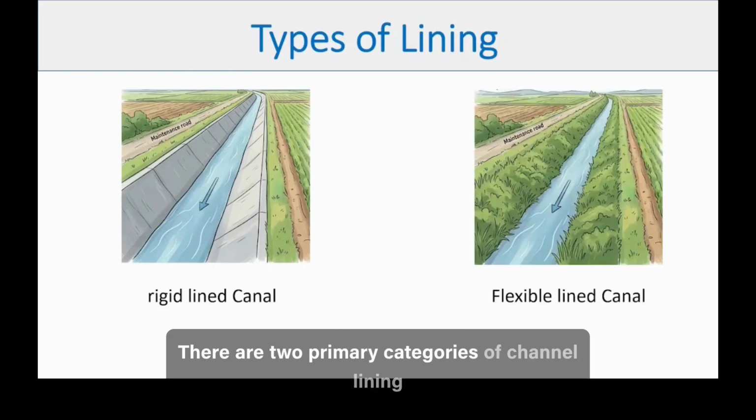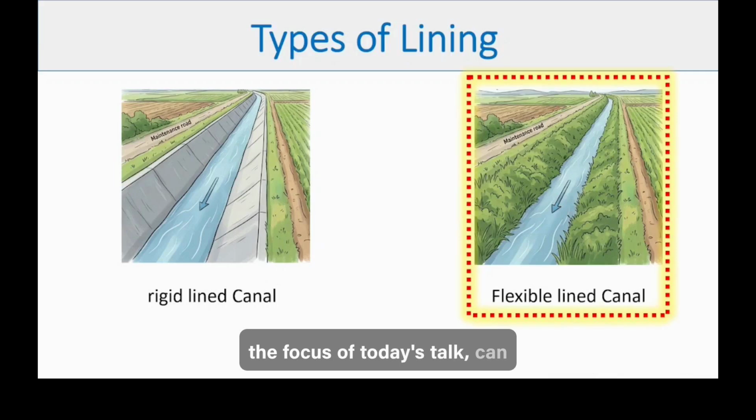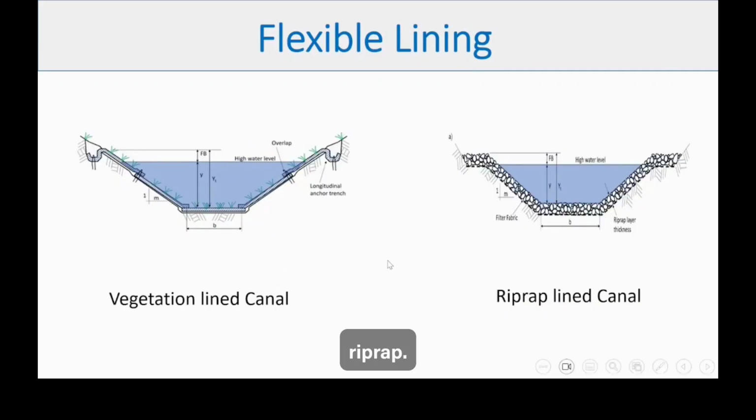There are two primary categories of channel lining, rigid and flexible. Rigid linings typically involve materials like concrete. Flexible linings, which are the focus of today's talk, can consist of vegetation or riprap.